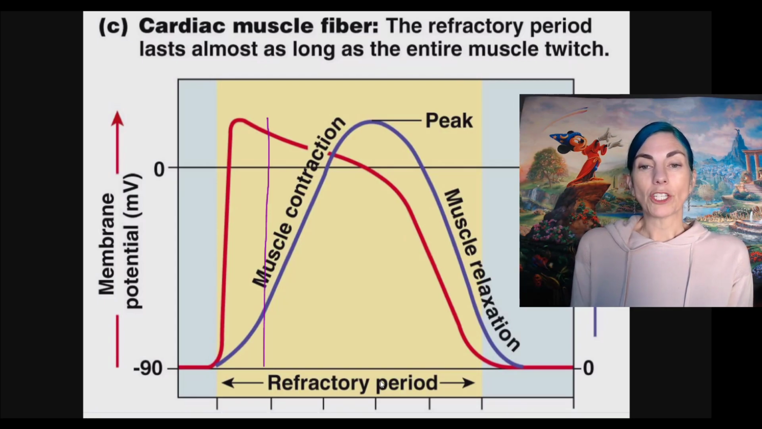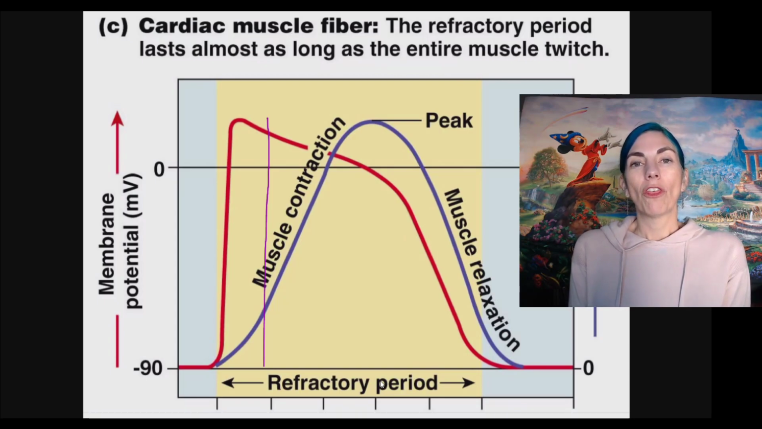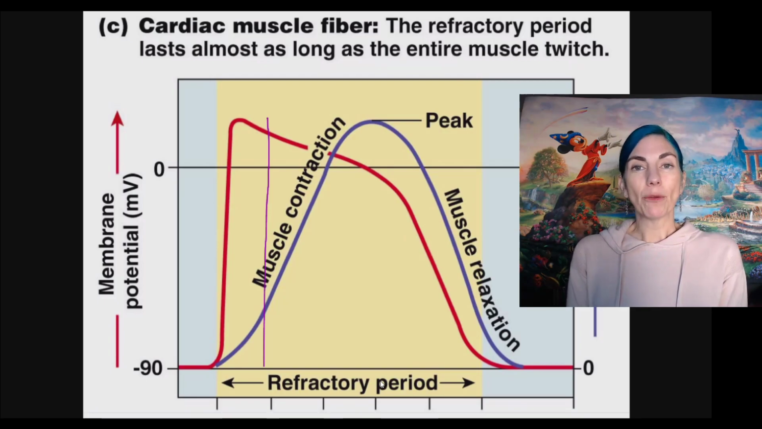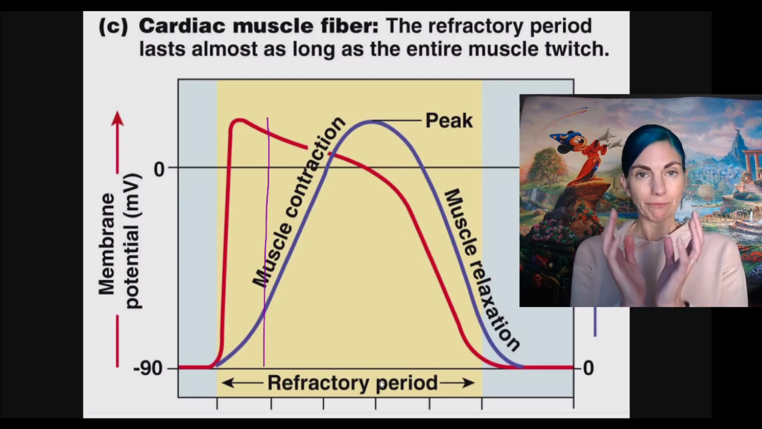Notice the twitch is also very long. A cardiac muscle fiber twitch can be about 250 milliseconds, kind of the same length as the action potential, right? So what does that mean? The reason why the action potential is so long is to prevent summation of twitches. Now, the value of that may not be entirely evident, so let me go ahead and try and explain it.